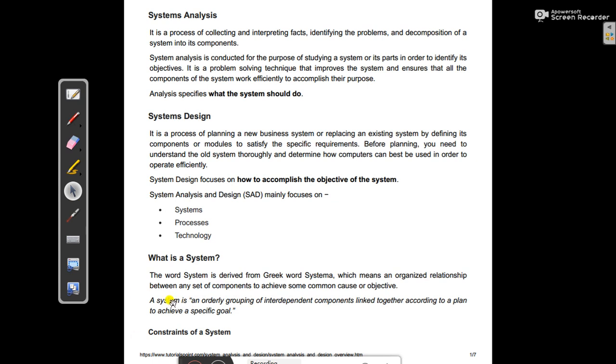In a more formal way, a system is an orderly, meaning in a definite specific way, grouping of independent components. Here again one important term is independent component. Every component should be independent but linked together according to a plan. Here the plan is the design. This is the design part to achieve a specific goal. So that is all about system analysis and design.